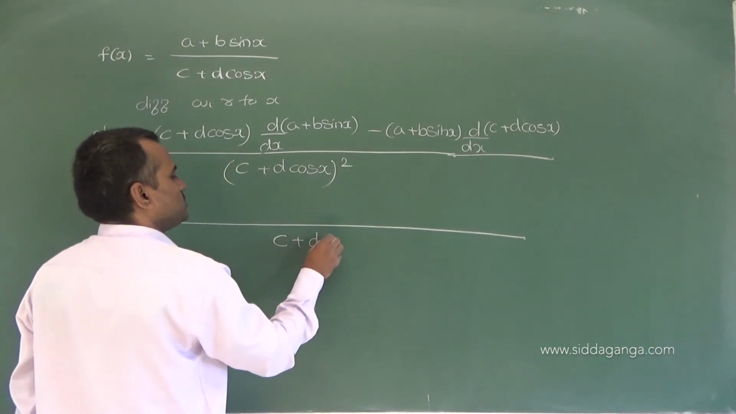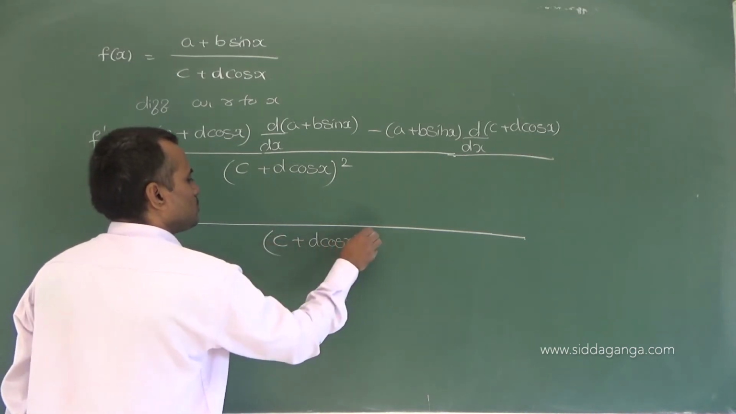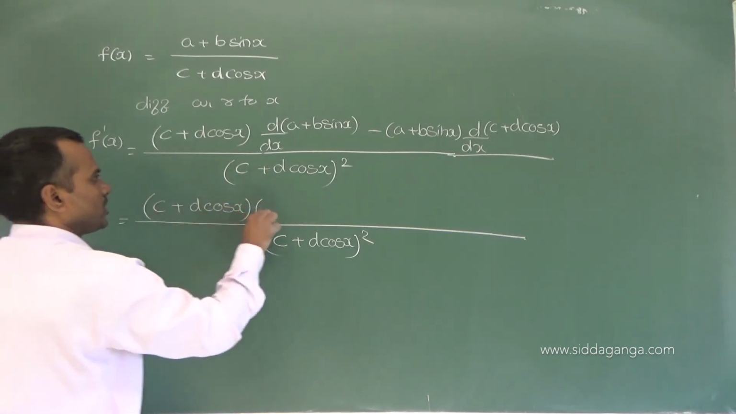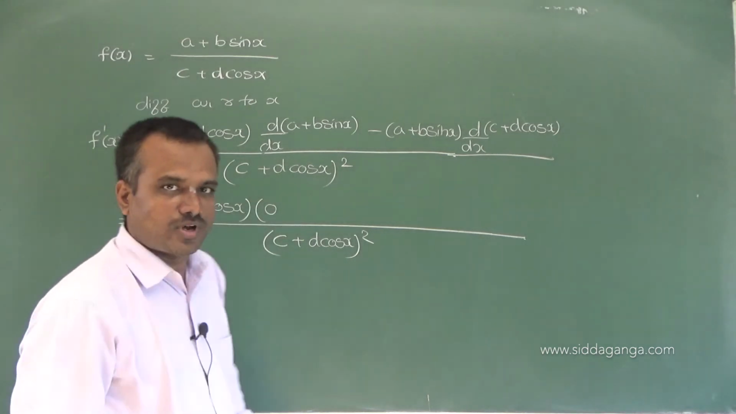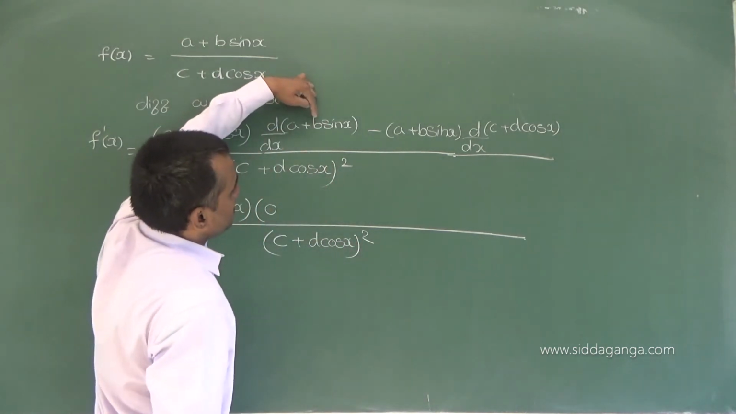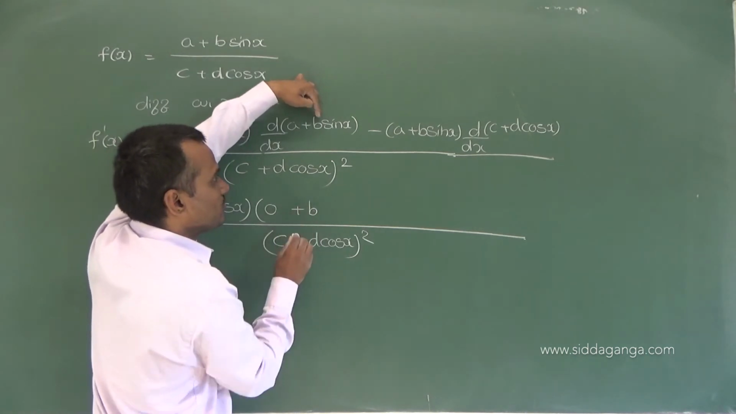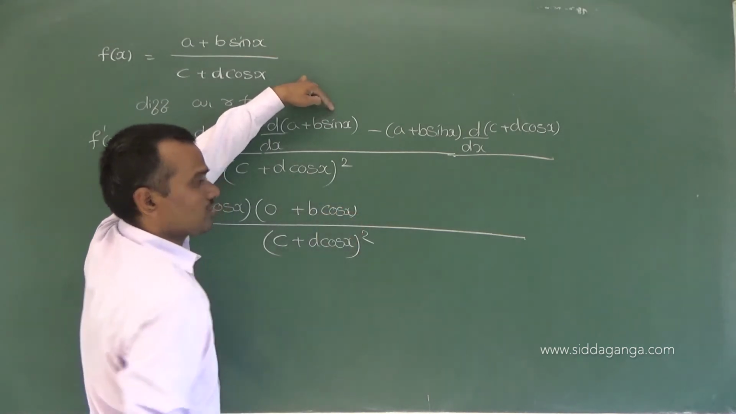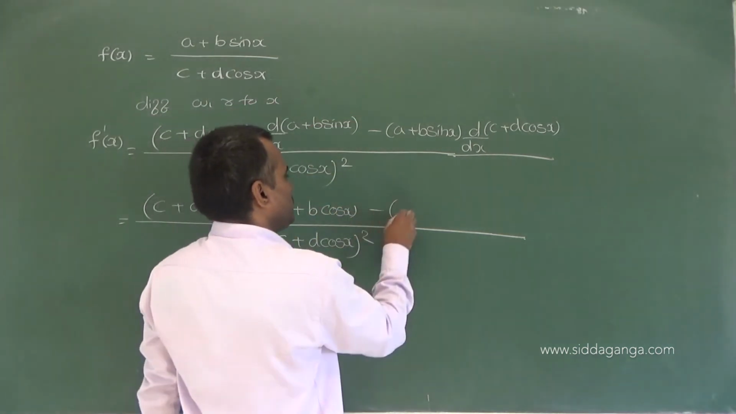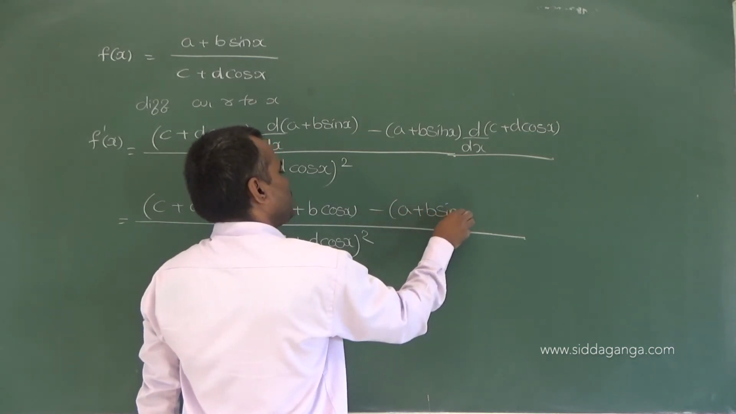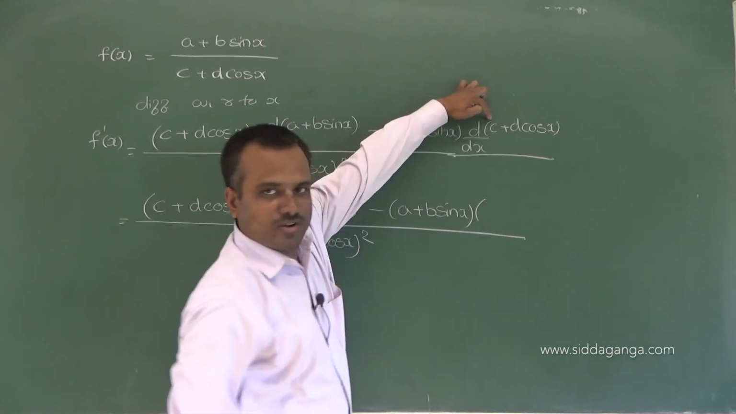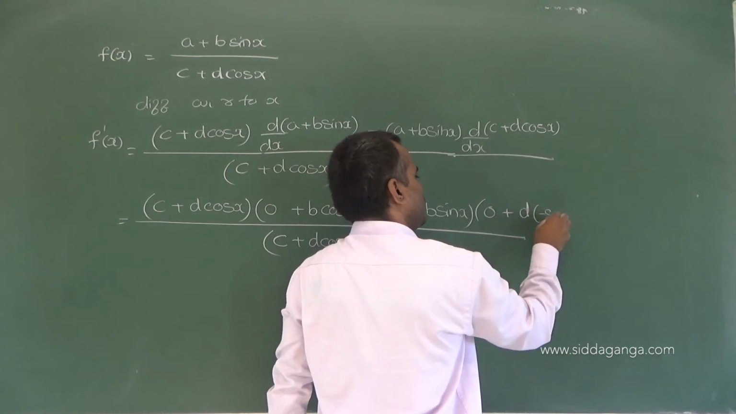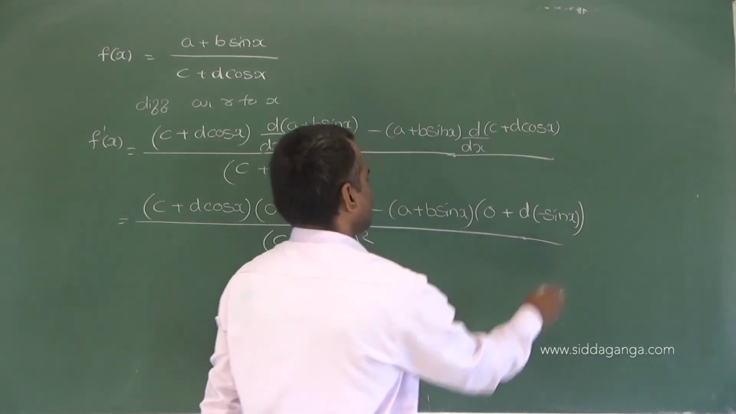(c + d cos x) whole square. (c + d cos x) into derivative of a, which is 0. Why? It is a constant. Constant into function: b into derivative of sin x is cos x. This is according to the constant rule, rule 1. Minus (a + b sin x). Here also, derivative of c is 0, plus d into derivative of cos x is minus sin x, because constant into function.